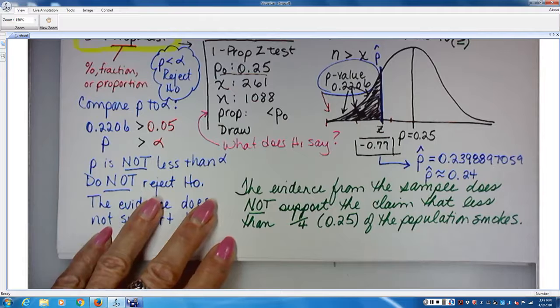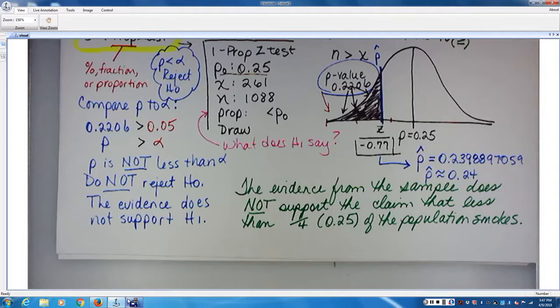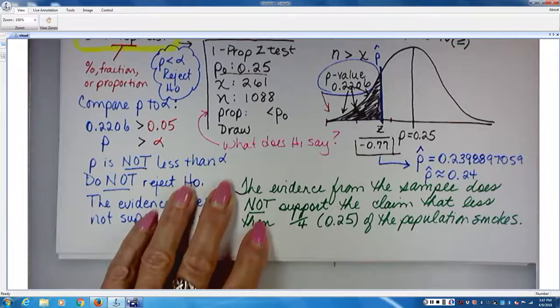So our conclusion, written in terms of the claim, is the evidence from the sample does not support the claim that less than 1/4, or 0.25, of the population smokes. Okay? So that's your whole process. And the only way to get good at that process is to practice it.